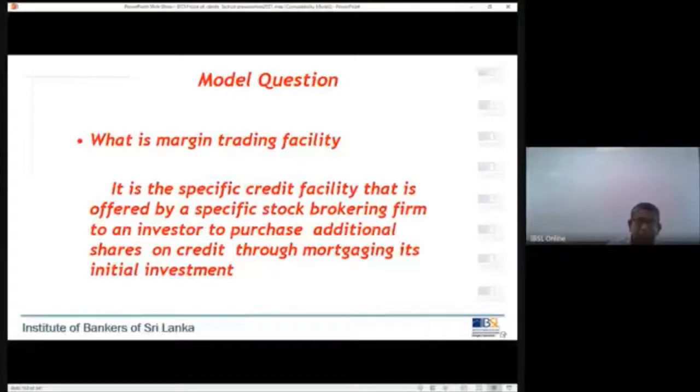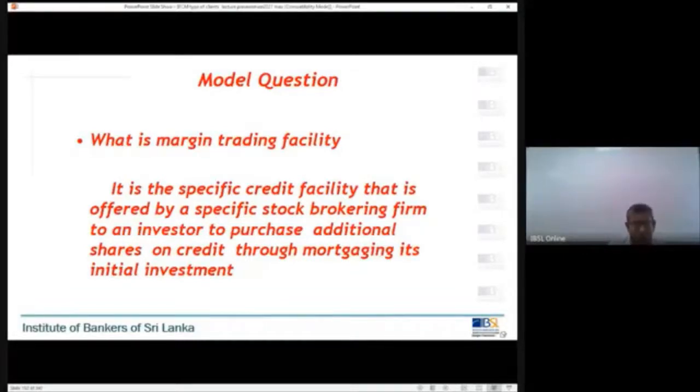Say for an example, NDB Bank, the share is 110 rupees. So 100 rupees, for example. Now I am the shareholder, the share investor. I think the NDB share is going to go up because we are expecting a bull market. So I thought NDB shares may go up to 150 very soon.